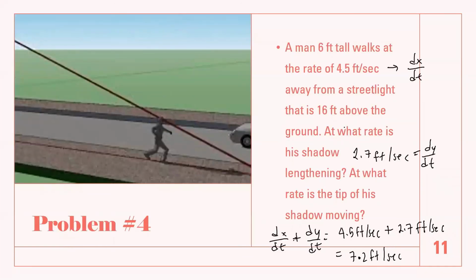So, therefore, the shadow lengthens at 2.7 feet per second pagdating sa kanyang shadow. Pero pagdating sa tip of his shadow, it moves at 7.2 feet per second.